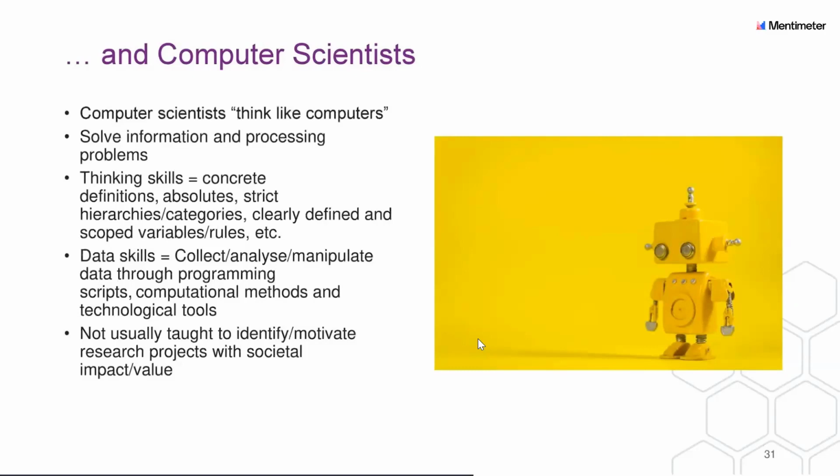Their data skills, they're used to collecting and analyzing and manipulating data through programming scripts, computational methods, technological tools. So that part of it, computer scientists tend to get much more training than social scientists. But they are not usually taught to identify and motivate research projects with societal impact or value. So they're not taught, for example, how to prioritize questions about solving human problems. They're sort of given questions about improving machine vision or improving efficient processing, things like that.